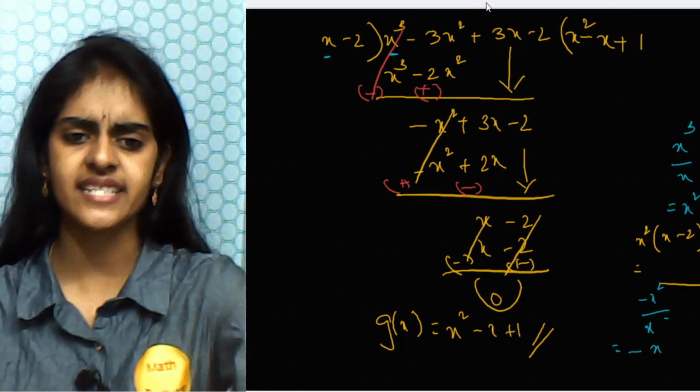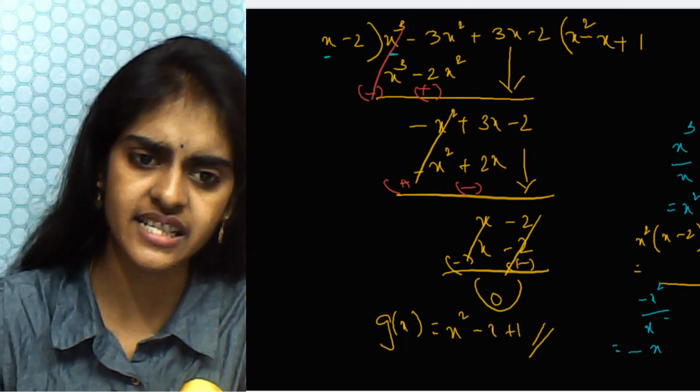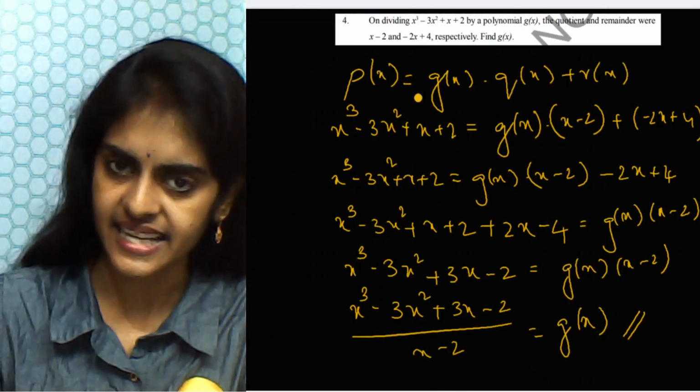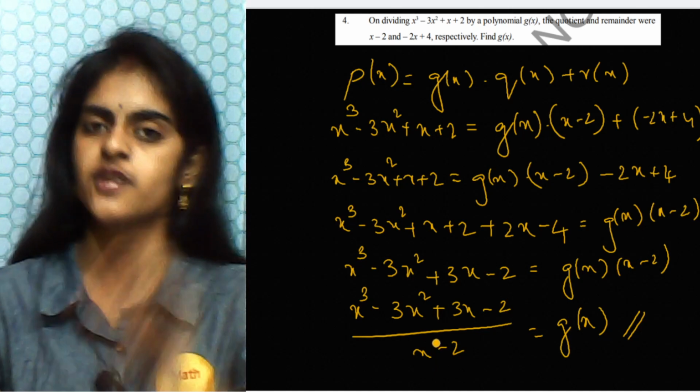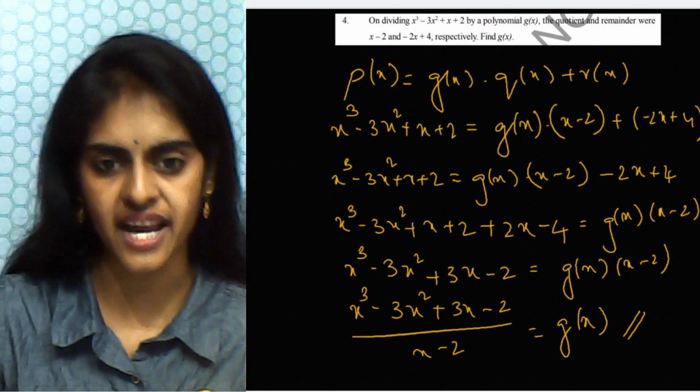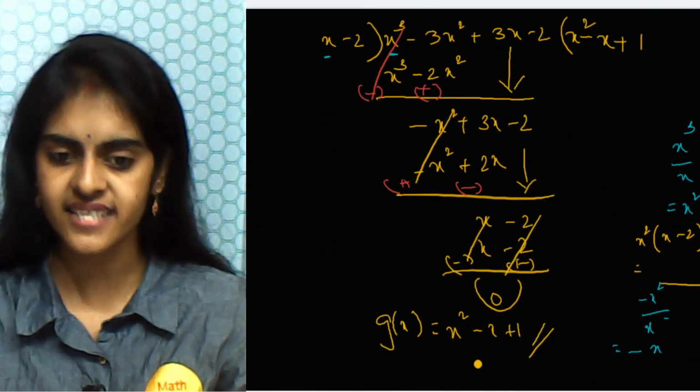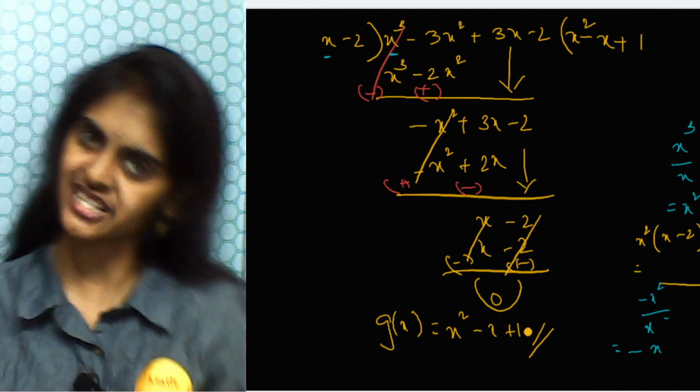Clear? Very simple, right? Firstly you will substitute here in the division algorithm. So this is what you got. So dividing these two, you will get the answer g of x. So we have divided, and the answer we got is x square minus x plus 1.